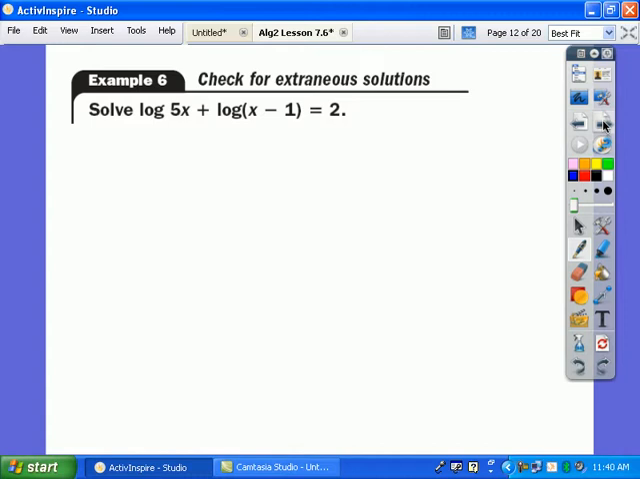So the question is, how can we combine this log 5x, and by the way, remember the base is just 10 here. How do I combine this common log of 5x and this common log of x minus 1? And the answer lies in section 7.5. We have 4 properties, and one of them tells me that I can combine these as 1 logarithm through the process of multiplication. So now we need to employ our properties.